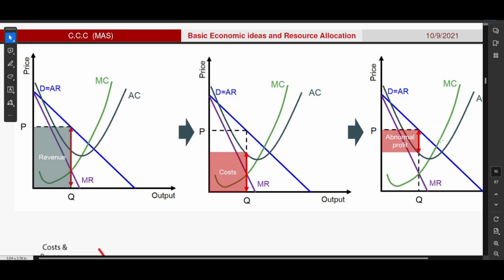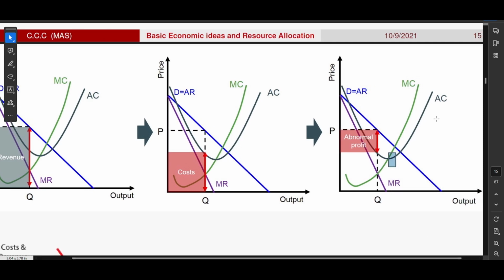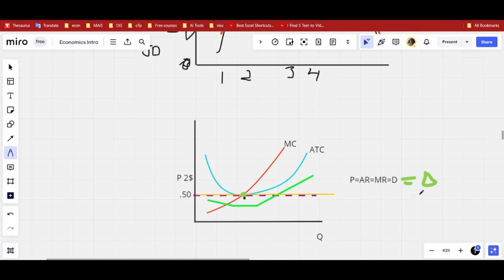Why we have abnormal profit is because the average revenue is not equal to the marginal cost or the average cost, as we see in the perfect market situation, what we saw here. So in this situation, we say that profit is equal to zero because the cost is the same as the revenue. So if it's costing 50 cents to produce this product here, we're also selling it for 50 cents.